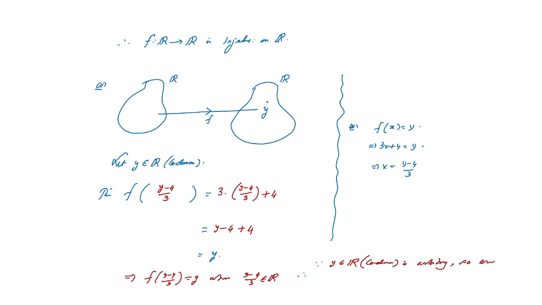So every element in the codomain set must have a pre-image in the domain set R. So this is basically the domain set R. That means f is surjective. So therefore f is surjective. Now we have a general question.